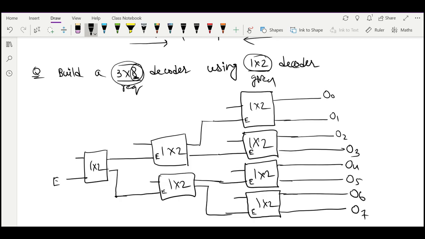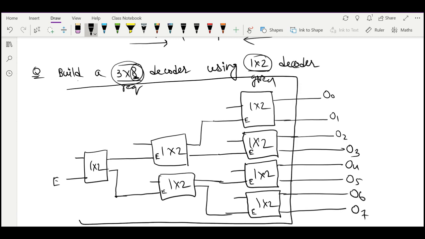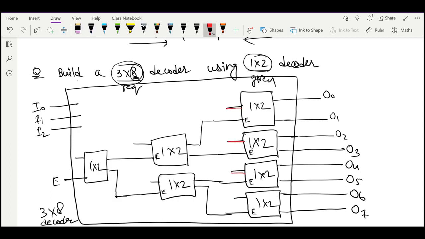So what we can do is, we can have this structure inside a larger box. So this is one box. This enable input is for the 3x8 decoder, and we have to give 3 inputs. So let's say these are the inputs I0, I1, I2. Okay, now how to connect these I0, I1, I2 with these lines? So we have these inputs at level 3, these inputs at level 2, and this input at level 1.